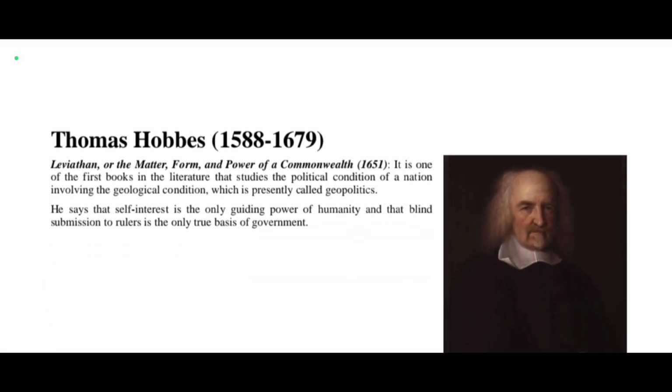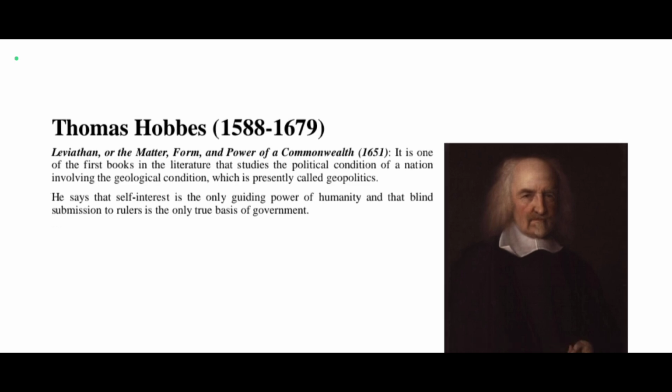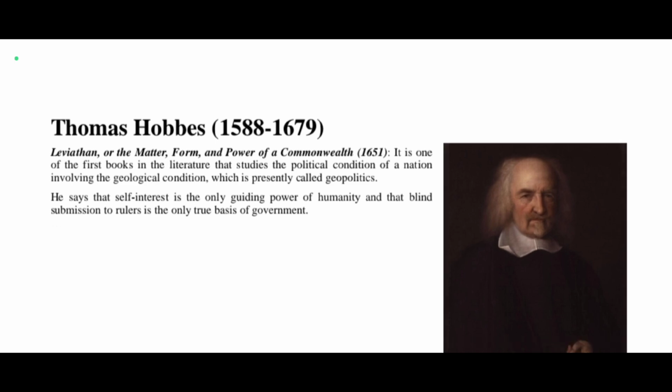Next we have Thomas Hobbes, who was born in 1588 and died in 1679. He has written a book that is Leviathan, or the Matter, Form and Power of a Commonwealth, which was published in 1651. It is one of the first books in the literature that studies the political condition of a nation involving the geographical condition, which is presently called geopolitics. He says that self-interest is the only guiding power of humanity and that blind submission to rulers is the only true basis of government.